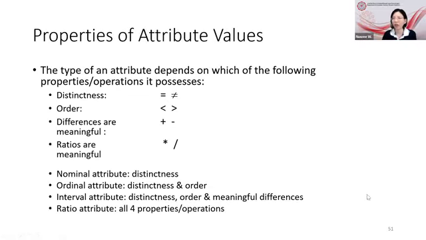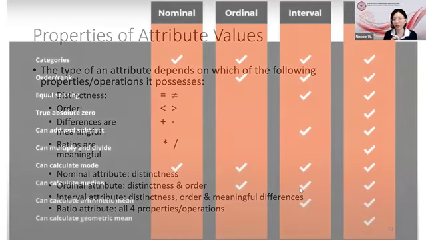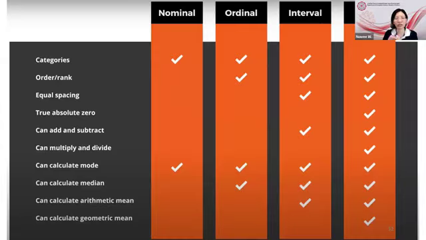Okay, so I have this from another website. They try to come up with a summary of all the 4 types of attributes and what we can do with them. You can see that you can only rank these 3, right? These 2 have equal space, and through 0, only ratio. You can add and subtract the numeric attributes, but you can only multiply and divide the ratio one.